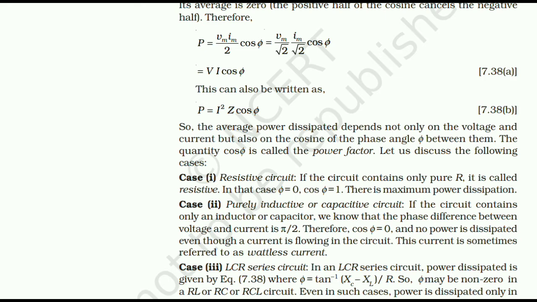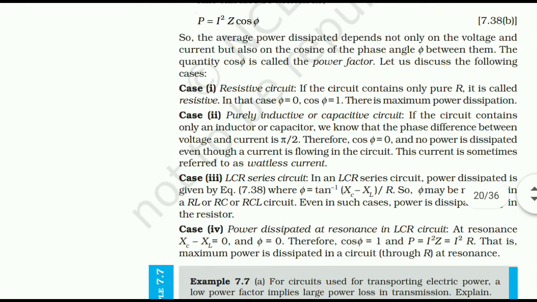Let us discuss the following cases. Case 1. Resistive circuit. If the circuit contains only pure R, it is called resistive. In that case, φ equals 0 and cos φ is equal to 1. There is maximum power dissipation.